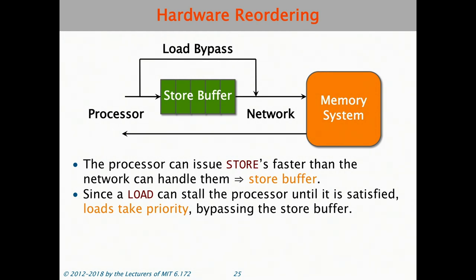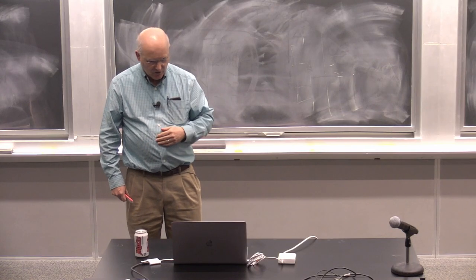So instead what they do is what's called a load bypass. They go directly to the memory system for the load, bypassing all the writes that you've done up to that point, and fetch it, and the load bypass takes priority over the store buffer.